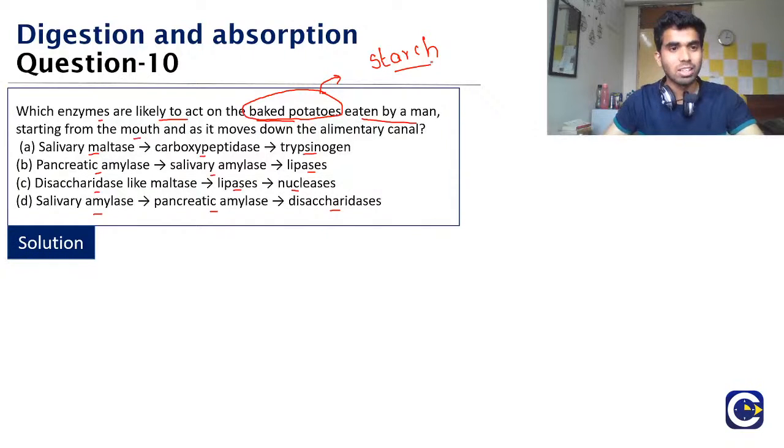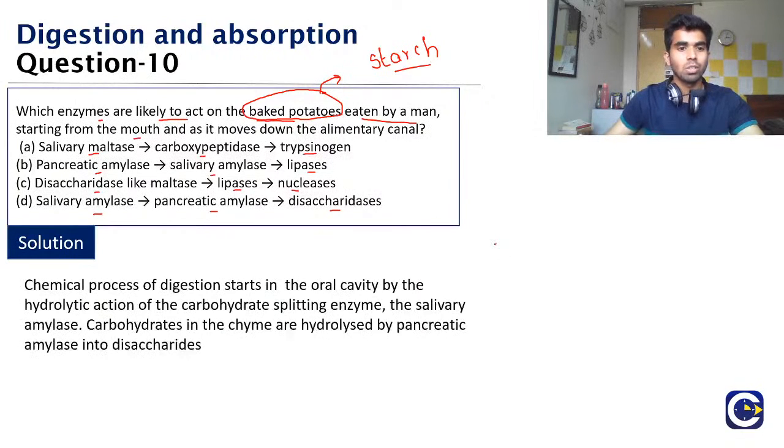So let us figure it out. First important point from this: the chemical process of digestion starts in the oral cavity. It is important, and that process is started by an enzyme, that is salivary amylase.